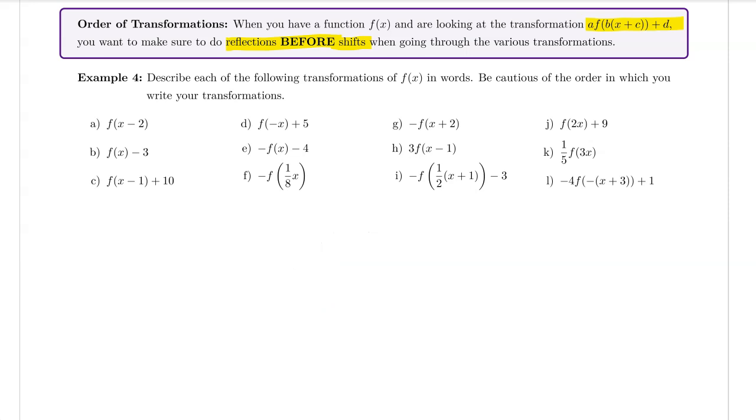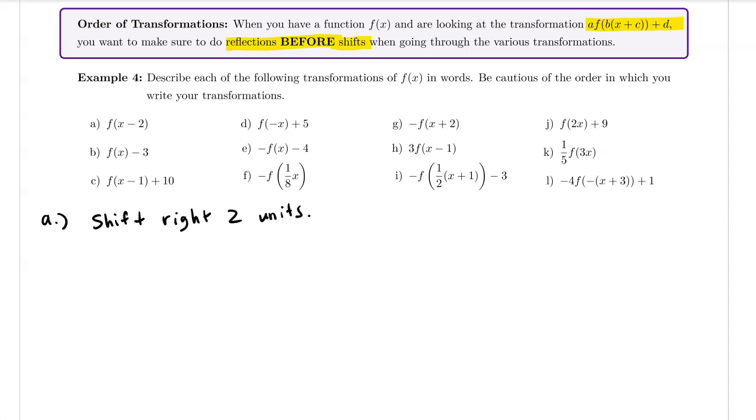Example 4 says, describe each of the following transformations of f of x in words. Be cautious of the order in which you write your transformations. So in part A, we have f of x minus 2, and because it's on the inside of the parentheses, what we would do is we would shift right 2 units.